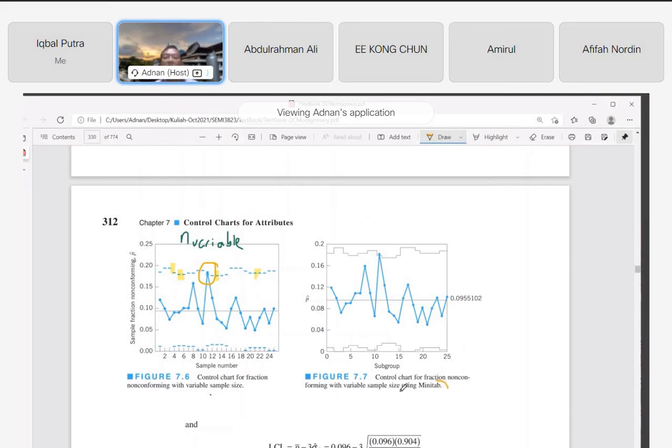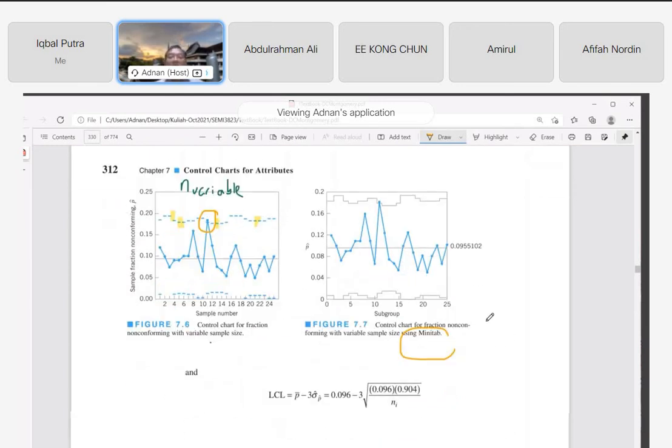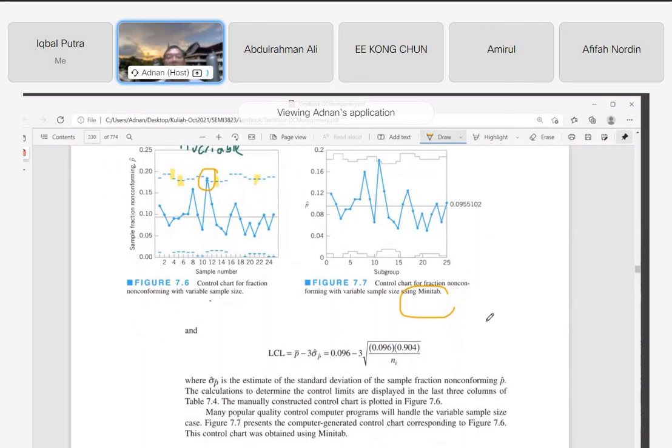This is using software. The software will give it like this. Minitab. If you use Minitab, the calculation will be automatic.